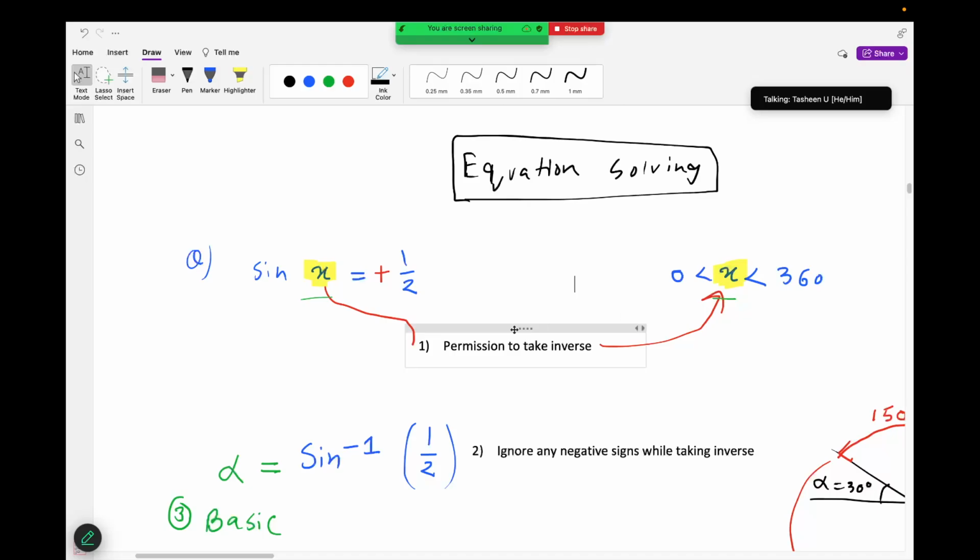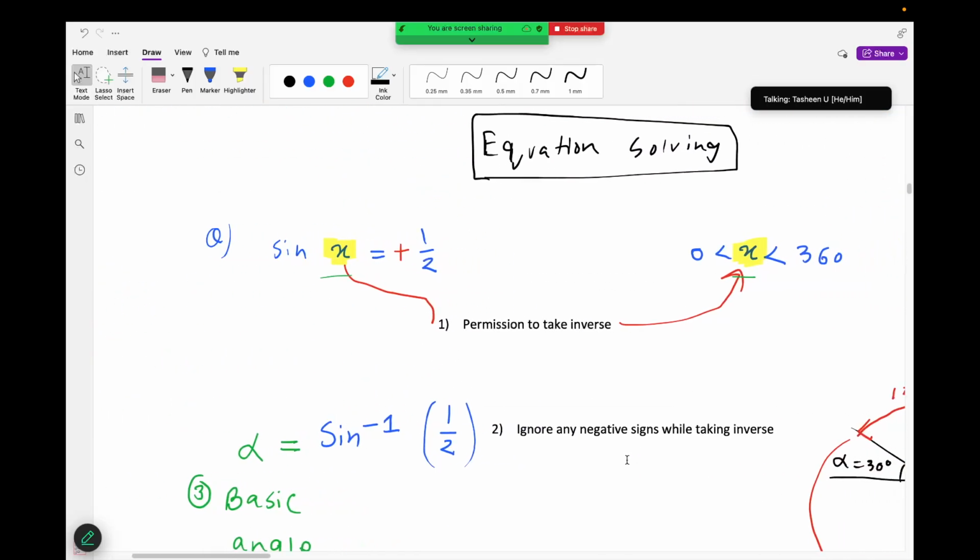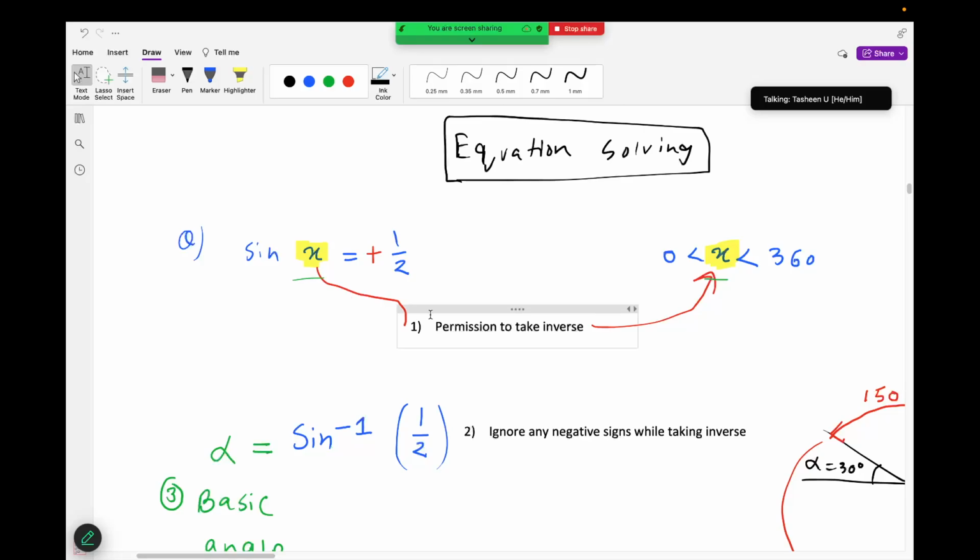So first of all, you check the sign, whether sign is positive or negative. If sign is positive, we know that it is in the first two quadrants, right? And if sign was negative, we would know that it is in the last two quadrants, third and fourth. Okay, step 1, you check whether you have permission to take inverse or not. What does that mean? This variable and this variable must be the same. This is x and this is x, so it's fine. We have the permission to take inverse.